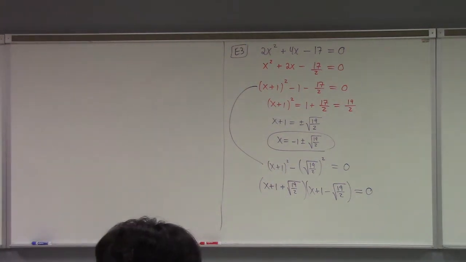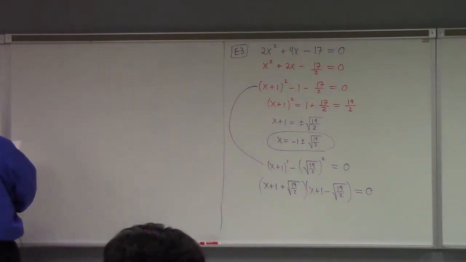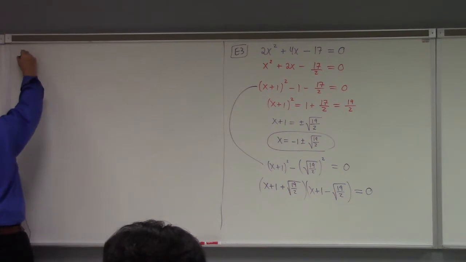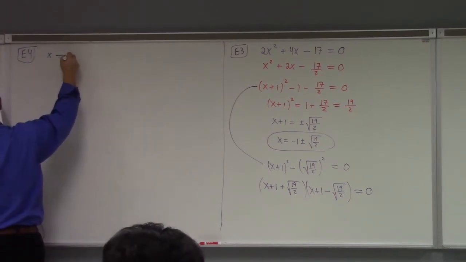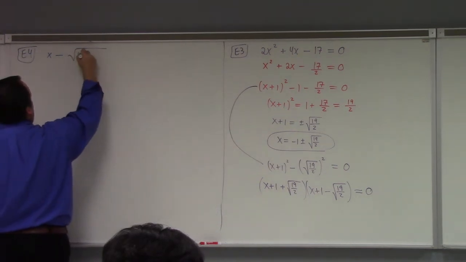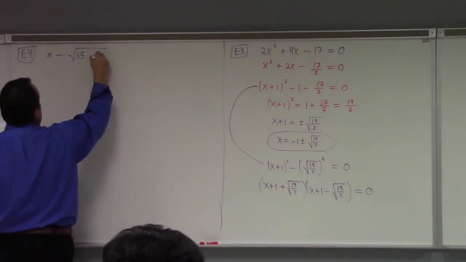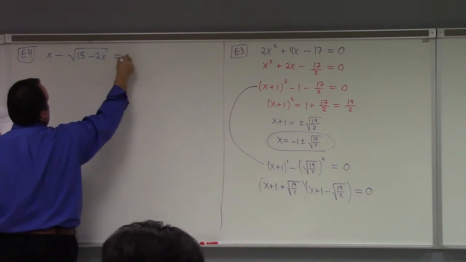Let me move along here. Let's look at the next one. Next up, we have x minus the square root of 15 minus 2x equals 0.